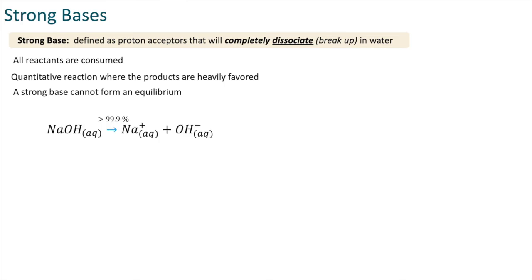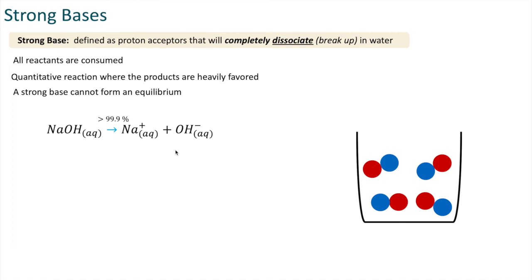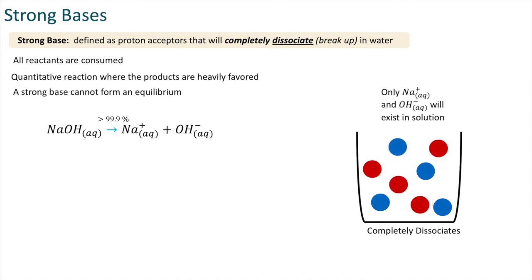So in the case of sodium hydroxide, it's going to dissociate and produce sodium ions and hydroxide ions. Taking a look at this in solution, what we'll see is this will completely dissociate and break up. And once this happens, we're only going to have sodium ions and hydroxide ions present within the solution.